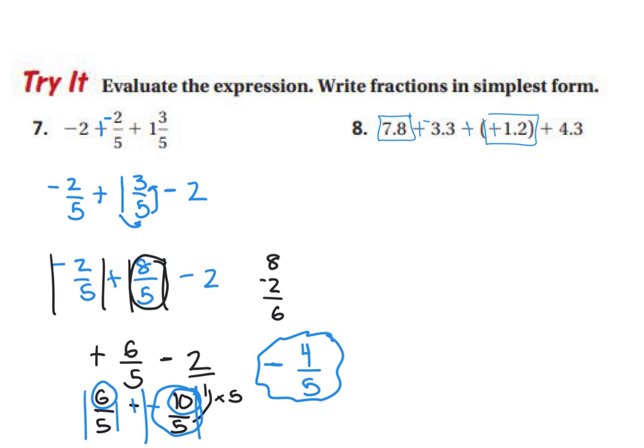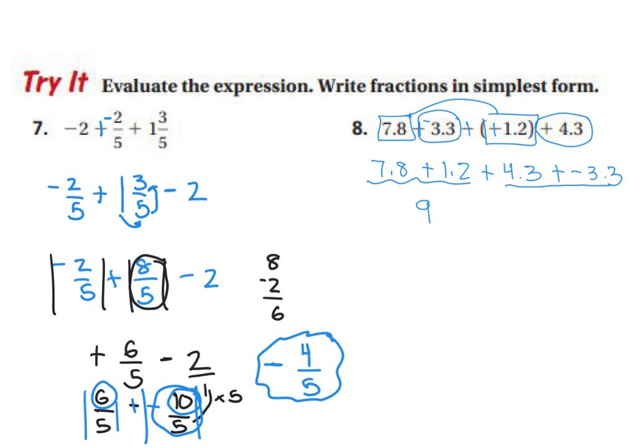and the 1.2 together. So 7.8 plus 1.2. I'm going to combine those first because I know that that is just 9. Then I want to add 4.3. And then I want to add negative 3.3. The reason I put them in that order is because I know that 4.3 minus 3.3 is just 1. And 9 plus 1 is 10.